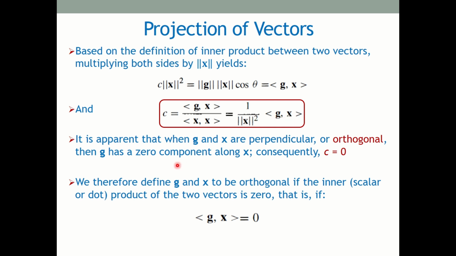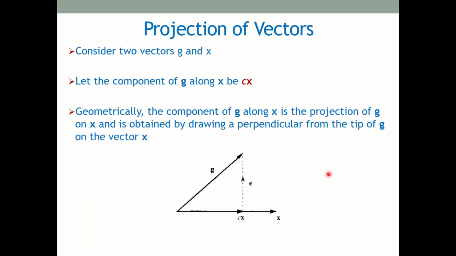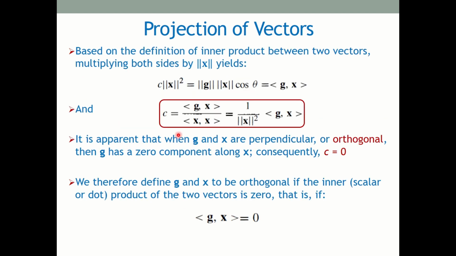So it's apparent that when g and x are perpendicular or orthogonal, then g has zero component along x. Consequently, c would also be zero. That means if g becomes perpendicular, you can see that there won't be any component of g along this x, and that is also proved from this formula, because theta becomes 90 here, cos of 90 becomes 0, and c is 0.